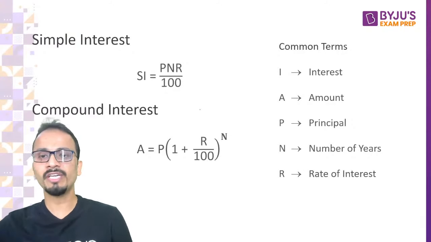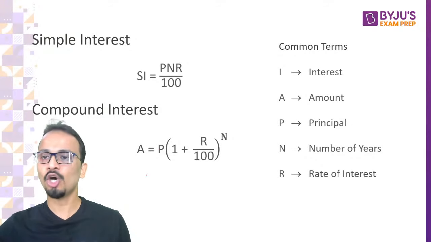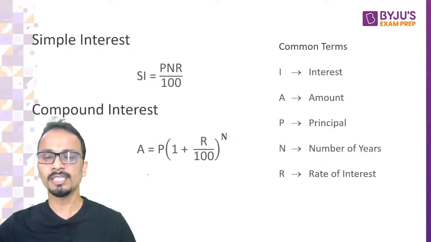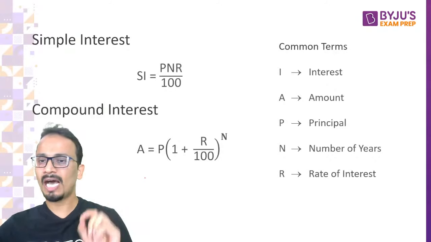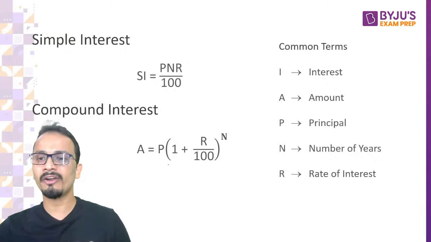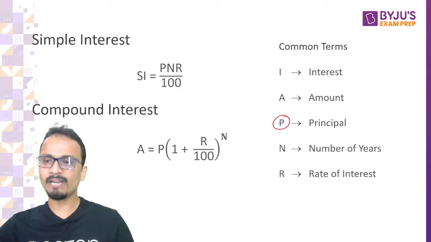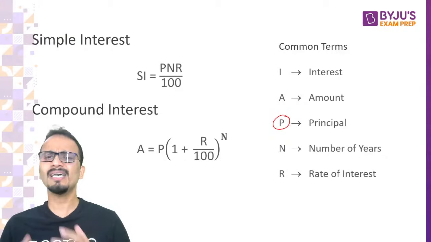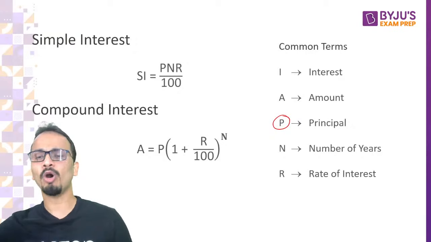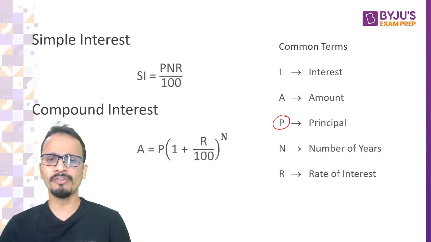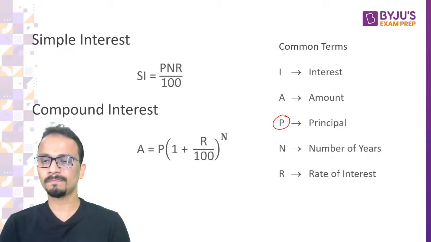So let us understand all the different terms that I'm using here properly. If I take them one by one: interest, amount, principal, number of years, and rate of interest. I'll start from the principal. Principal is the initial sum of money that we will take as a loan or borrow from somebody else. This is the initial money that we have. We call it principal.